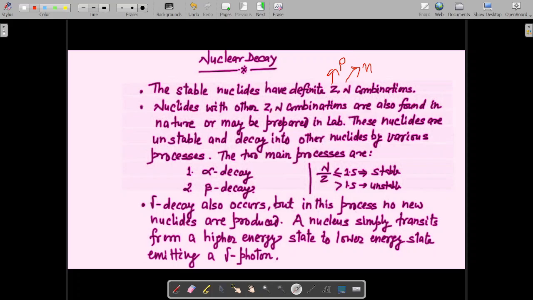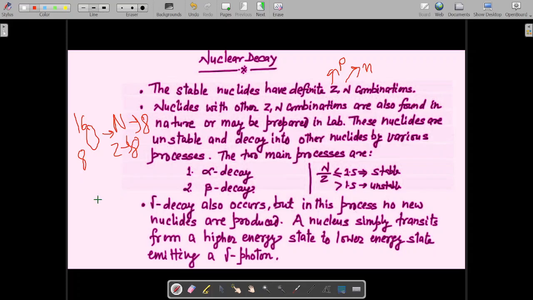Nuclides with other Z and N combinations are also found in nature. Other than stable nuclides, some other nuclides might be found which have other Z and N combinations. For example, if we take oxygen, O-16 is one combination of Z and N, where Z equals 8 and N equals 8.